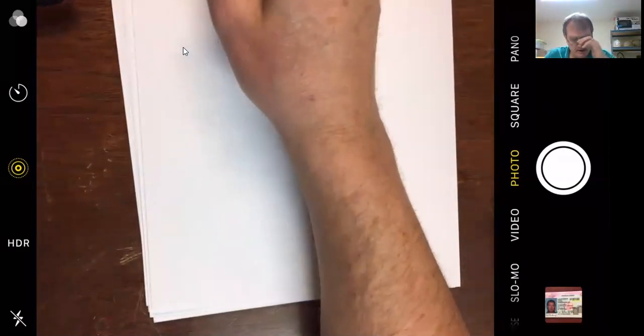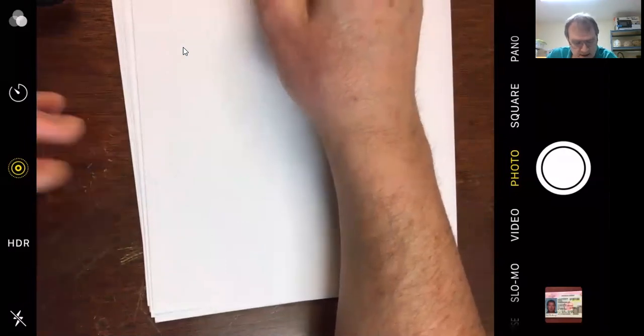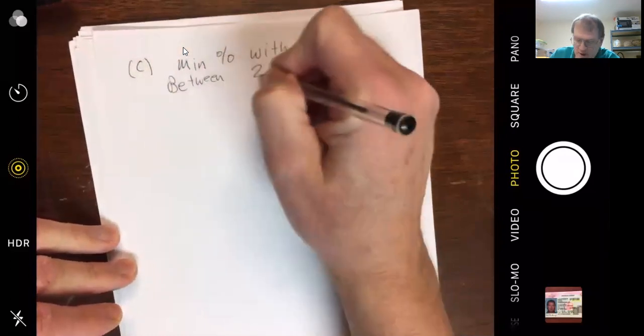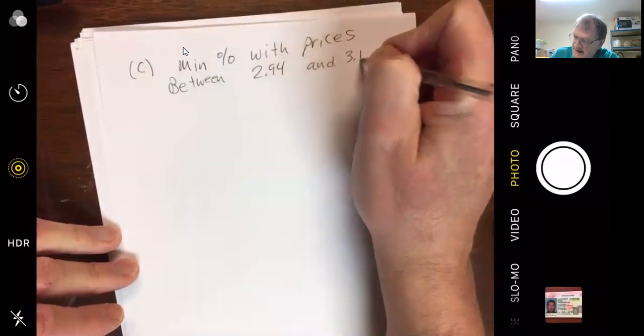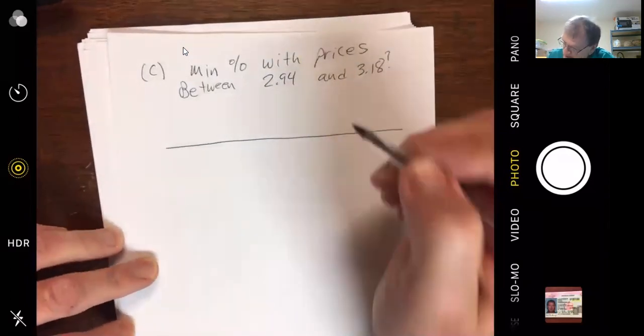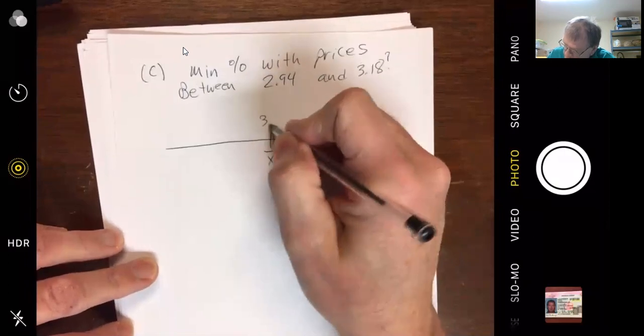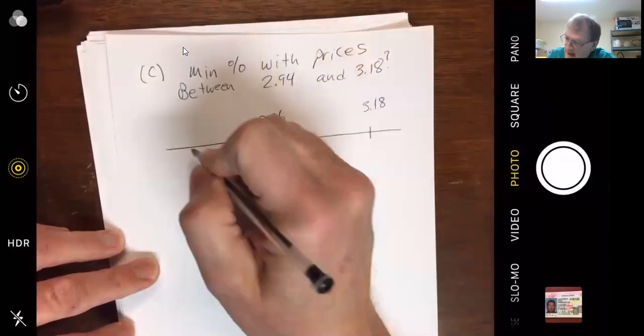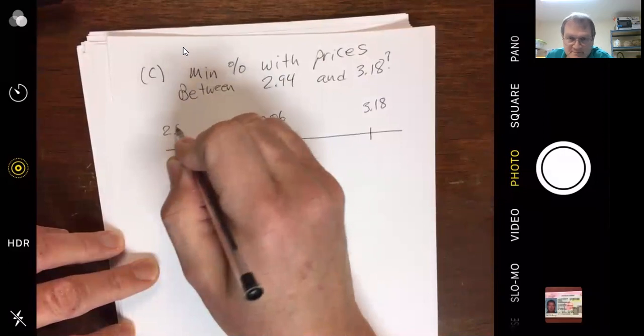Okay. So C wants the minimum percent with prices between 2.94 and 3.18. Okay, so mean was 3.06, standard deviation 0.06. 3.18 will be out here somewhere. 2.94 will be out here somewhere.